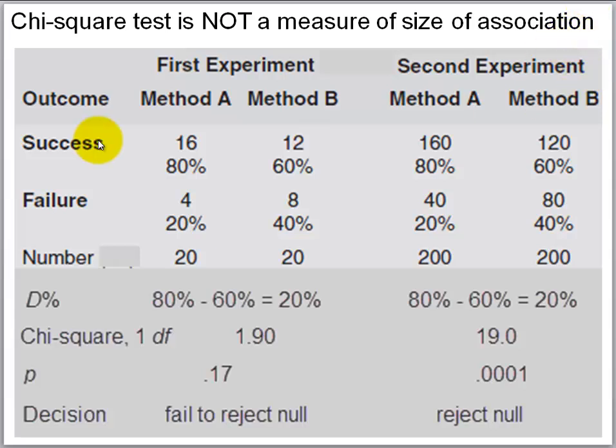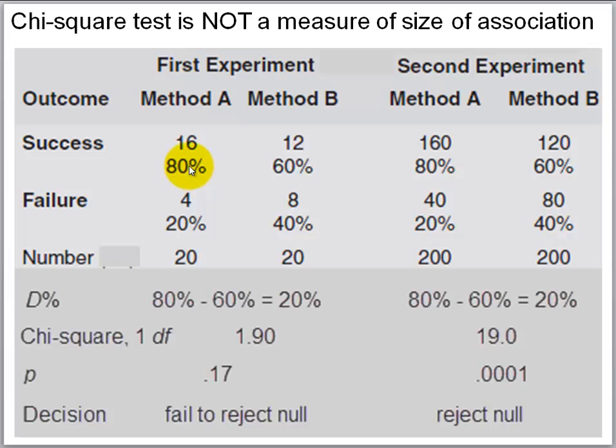Now here we have two experiments, and everything is identical in the two experiments except for sample size. So this first experiment has a total sample size of 40, 20 in each of two groups. The second experiment has a sample size of 400, 200 in each of the two groups. Now in both experiments, size of association is identical. So let's look at size of association using the differences in percentages measure.